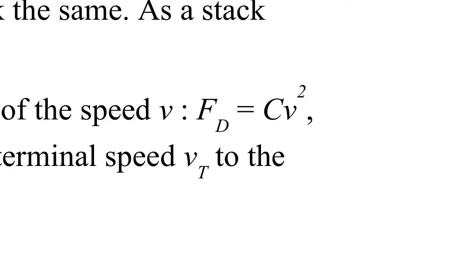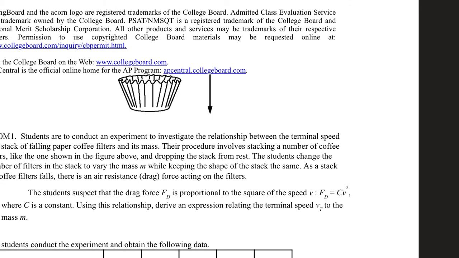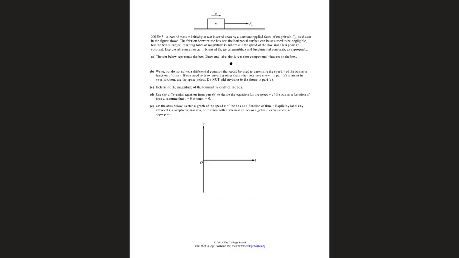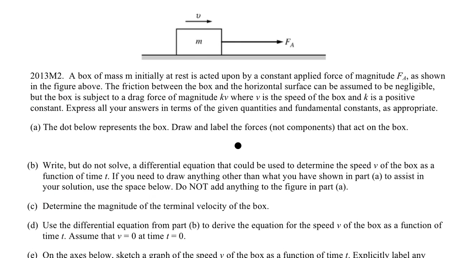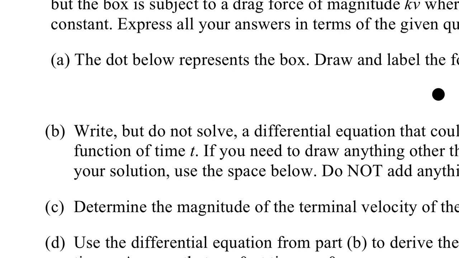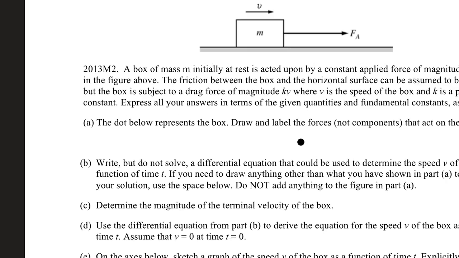So here we have a problem that clearly has the possibility of terminal speed, the possibility of setting up a differential equation, but it's one in which the drag force is proportional to v squared. But it's clearly a coffee filter question. This is 2013, and this is the same problem. And you'll notice question B, write but do not solve a differential equation.